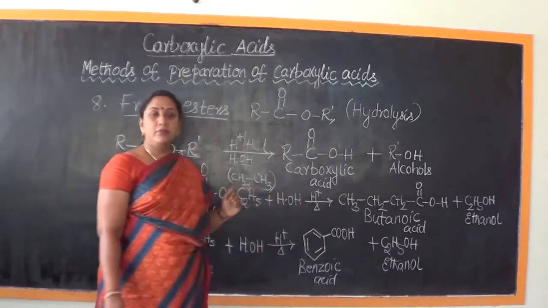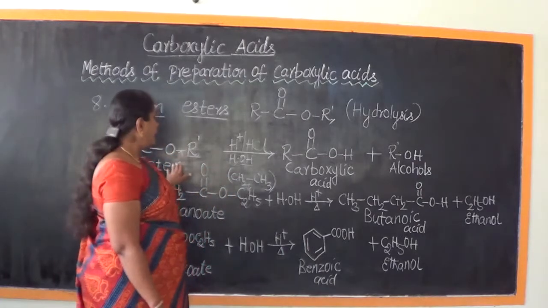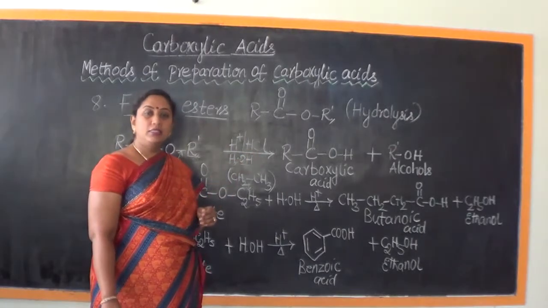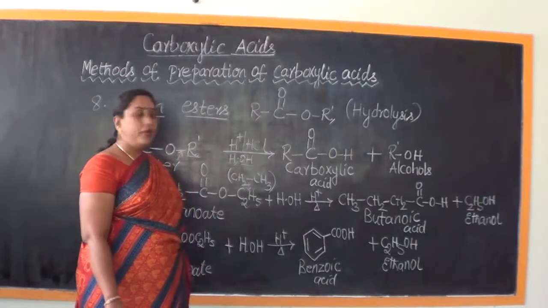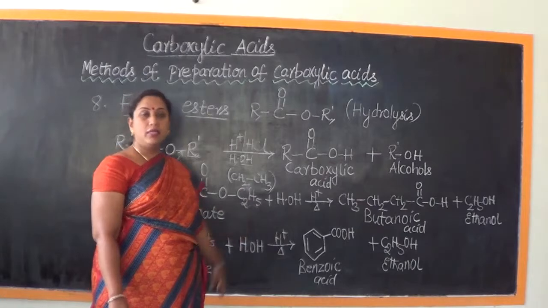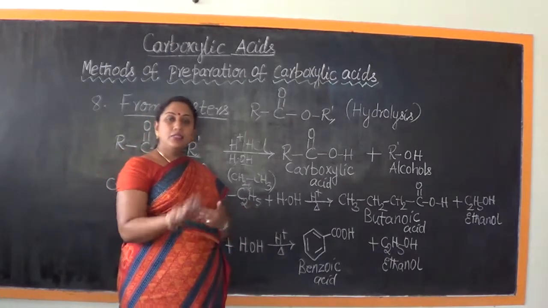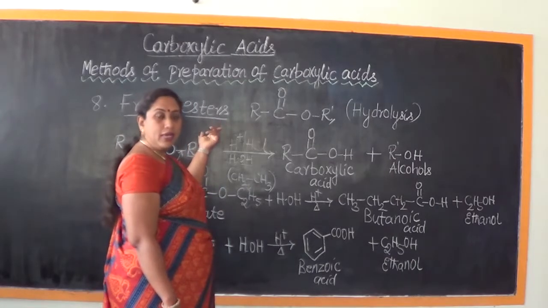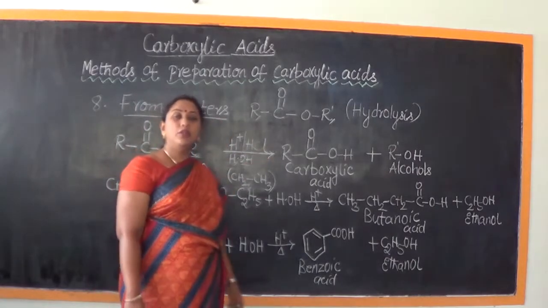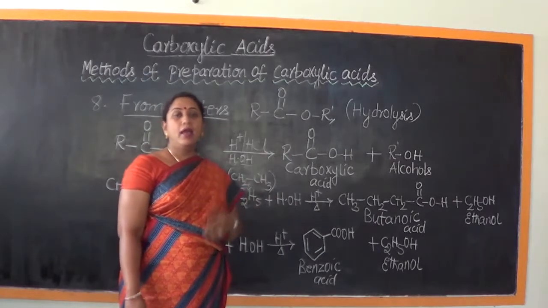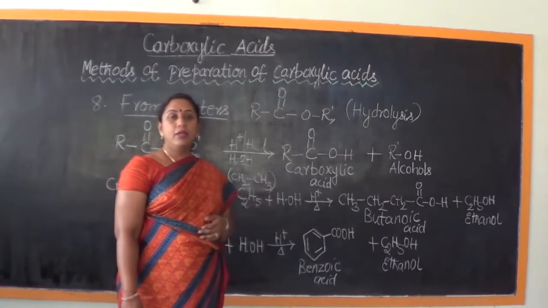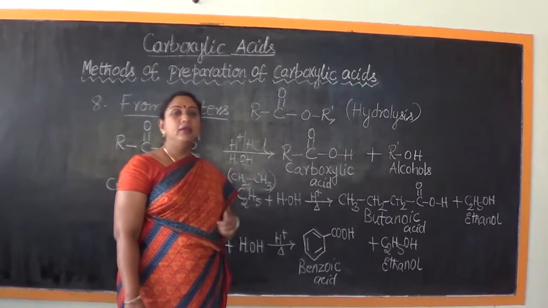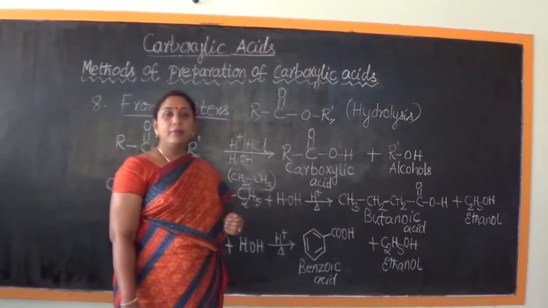So like this, by subjecting an ester directly to the process of acid hydrolysis, we will be able to obtain the corresponding carboxylic acid. In the next video, I will continue with the starting material as ester and subject the ester to the process of alkali hydrolysis. Watch that video also for complete understanding of the method of obtaining carboxylic acid starting from ester.